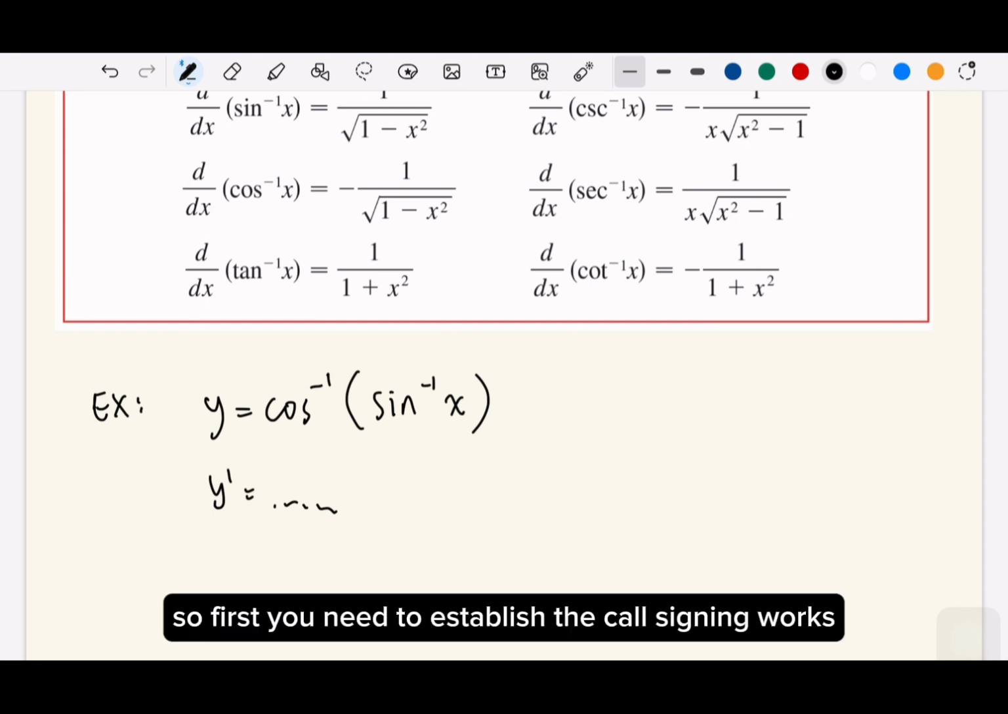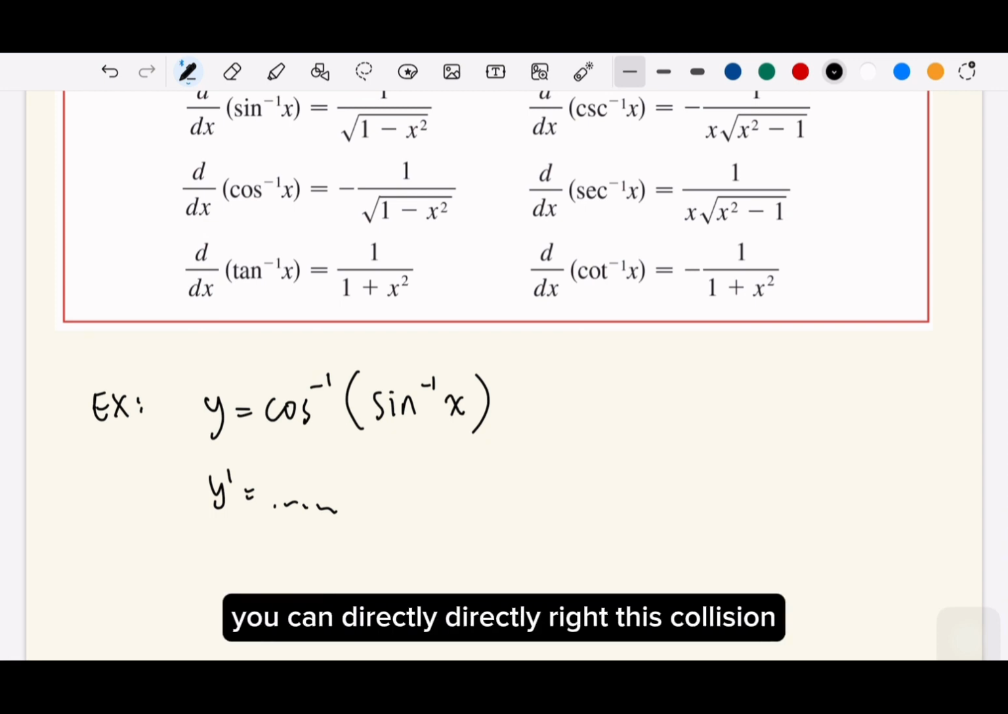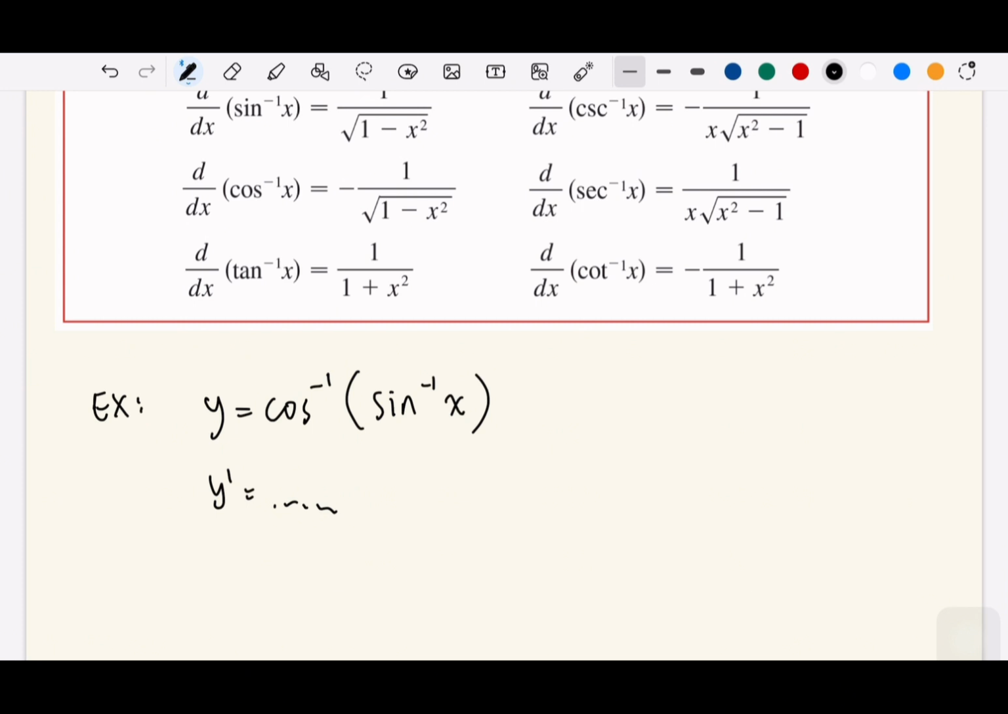So first, you need to establish the cosine inverse, or you can use the table. I think if you ever pass the table, you can directly write the solution. I put the table up there so you can directly use it. You mean like what? Can you write something? I think a different case.